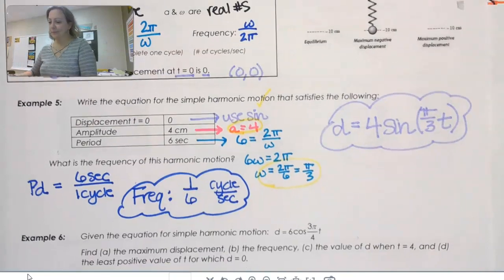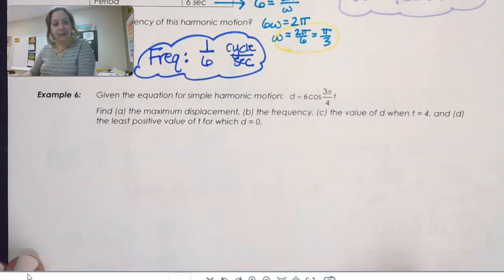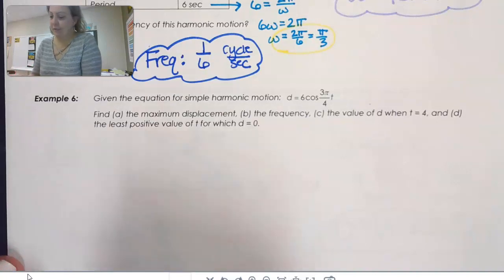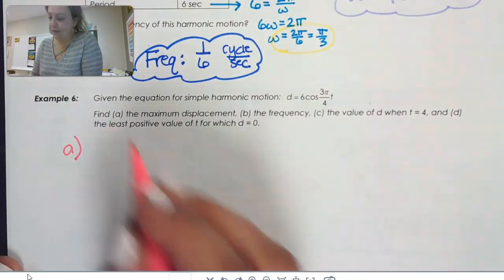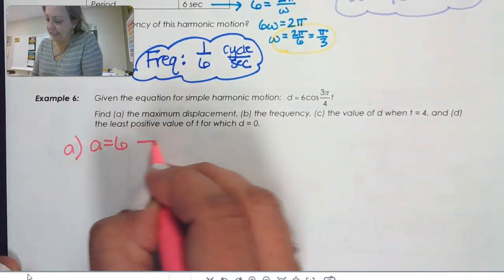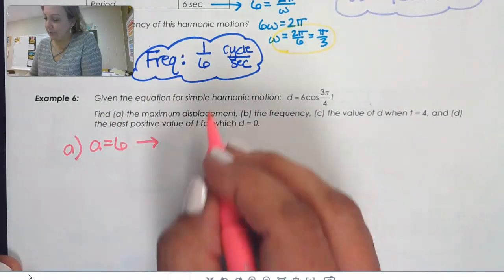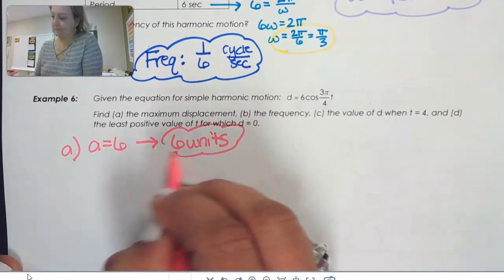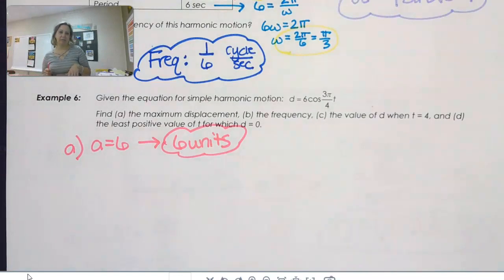Okay. Alrighty. Last one, example 6. Here they give us an equation for simple harmonic motion. D equals 6 times the cosine of 3/4 pi times t. A, it wants the maximum displacement. Well, we know the maximum displacement is going to be that A value. So because A equals 6, our maximum displacement is going to be 6 units. Because they didn't give us a unit.